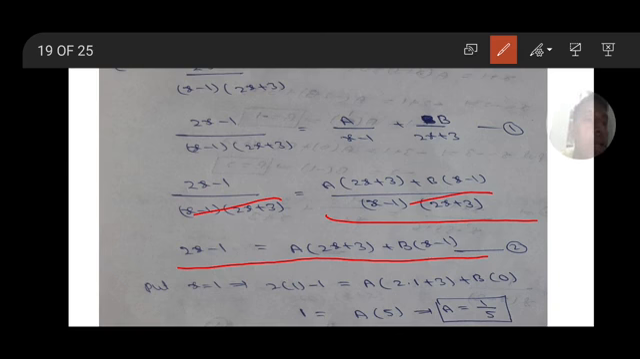Next, to get the a value, the b term must be 0. The b term means x minus 1 is there. So put x equal to 1 in equation 2. 2 into 1 minus 1, that is 1.